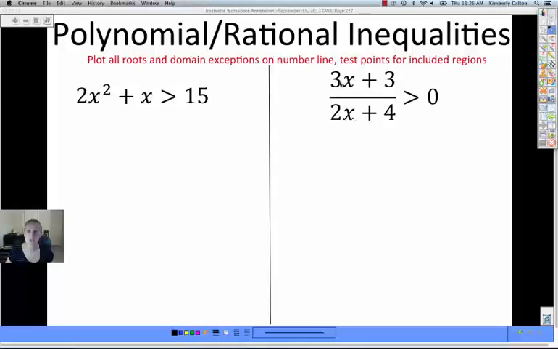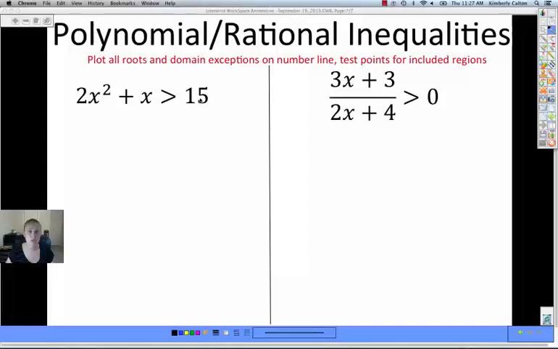So that's going to be for things like these rational inequalities where they have a denominator or could possibly have holes. Once we find all the roots and domain exceptions, we're going to plot them on a number line and test points to decide which regions are included, and we'll write our answers in interval notation. So the first thing we want to do is look at a polynomial inequality. This is actually a quadratic inequality because quadratics are a type of polynomial.